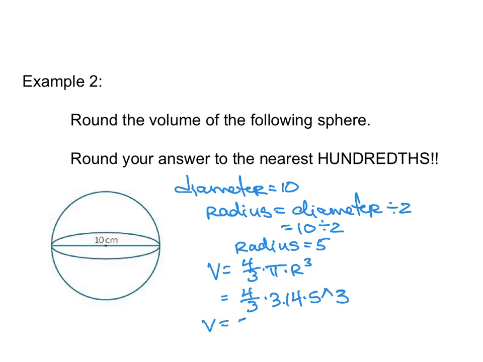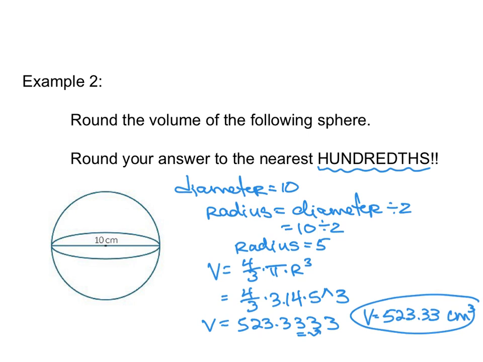We are going to get 523.3333, right? And it says to round it to the nearest hundredths. So remember, the hundredths is the 2 decimal places. We're going to look at the digit next to it. If that number is 5 or above, give the original a shove. If not, we're going to keep it the same. So our answer is going to be 523.33, and ours is centimeters cubed. That would be our answer.